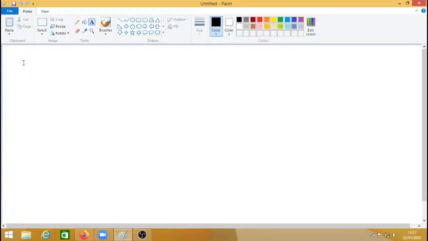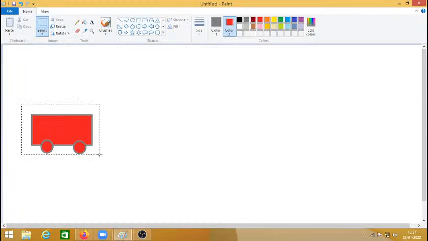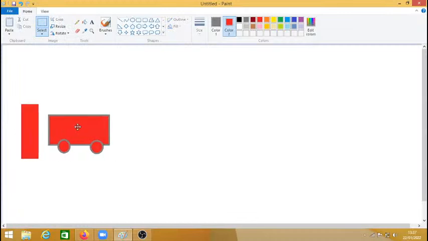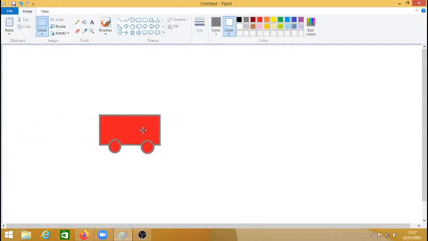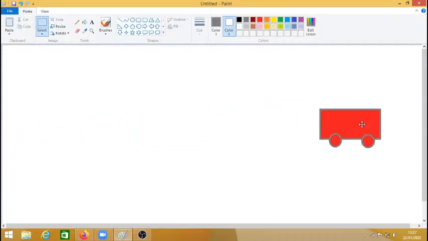Let me introduce you to a little bit of artwork and then some formulas. Let's imagine we have a little truck going across the screen, hopefully with the same size wheels. This little truck is going to start going across the screen, and then stop.